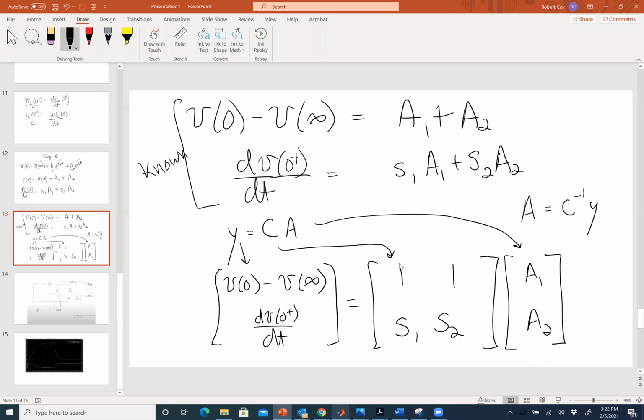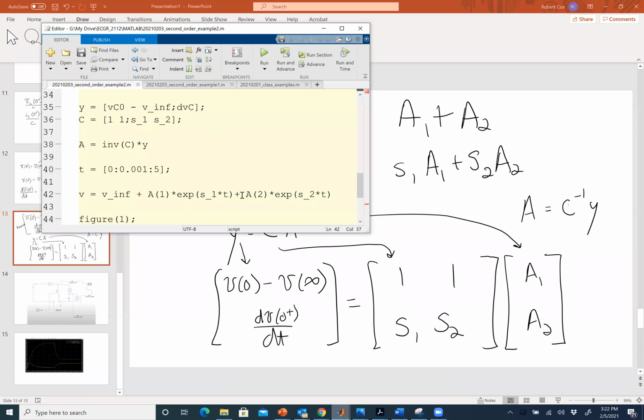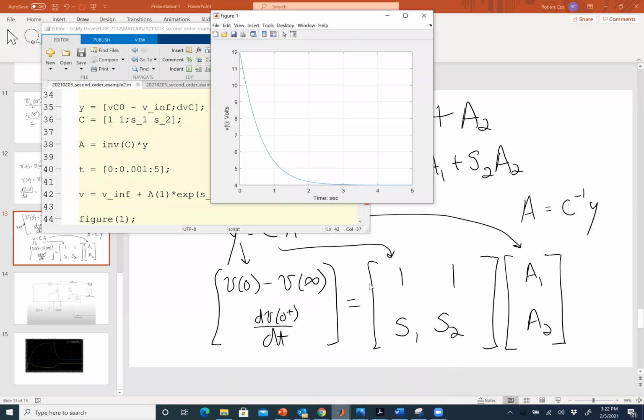Can I see the MATLAB code one more time? I just saw the matrix now. I understand where you're coming from. The code is here, you can take a closer look at it. This code is posted as well, on Canvas. If I look at the plot that's produced, the plot for the capacitor voltage makes sense. It starts at 12 and goes to 4, because the initial value on the capacitor was 12 and the final value was 4.